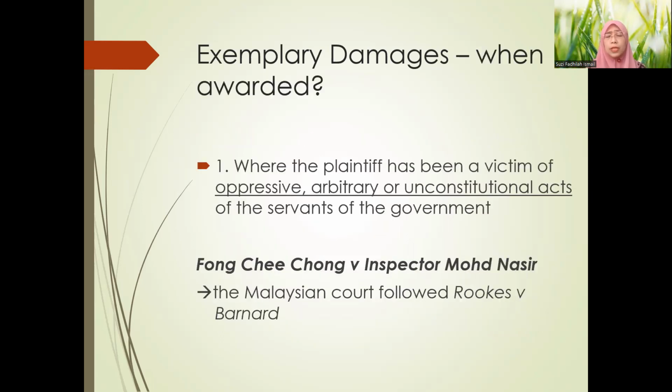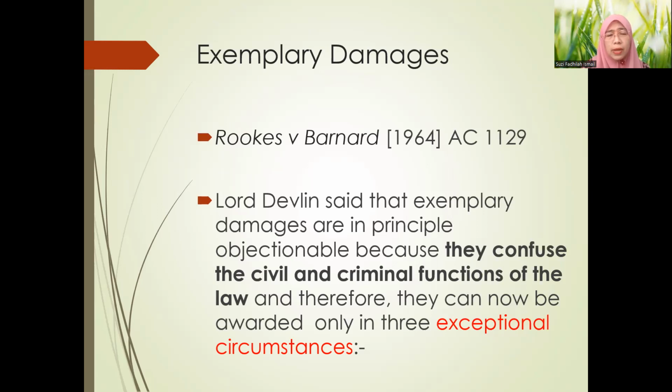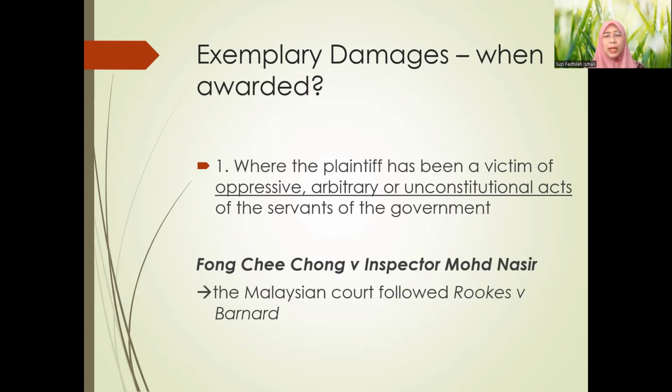Okay, the first one. This is taken from Rookes and Barnett. The first one, where the plaintiff has been a victim of an oppressive, arbitrary, or unconstitutional act, by whom? Servants of the government. Meaning that here the defendant is a servant of the government. If it is the private sector, then this exemplary damages cannot apply under the first exception.